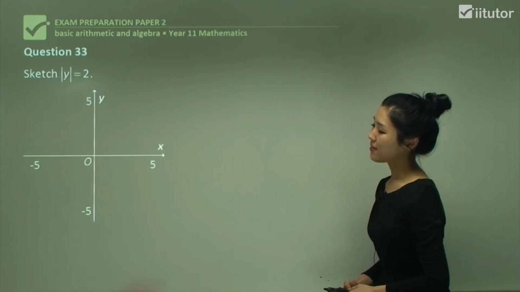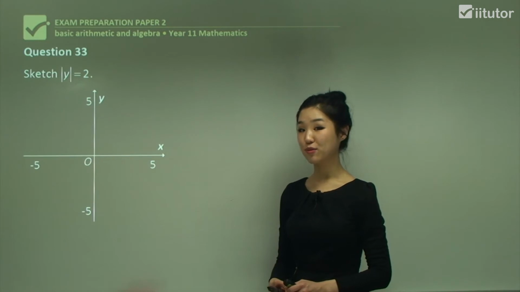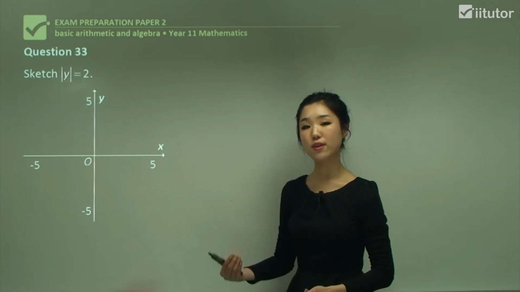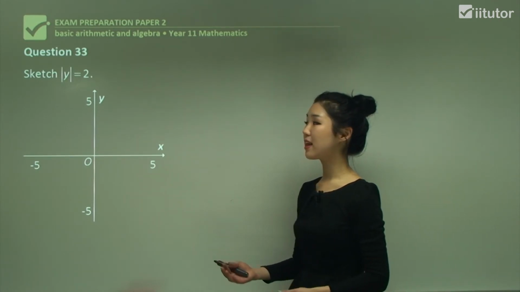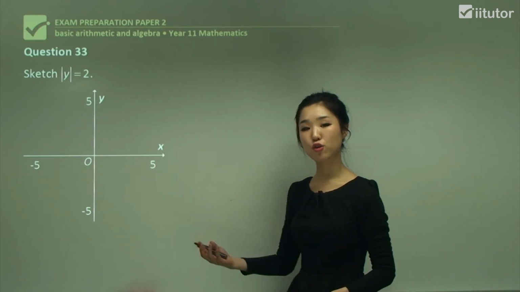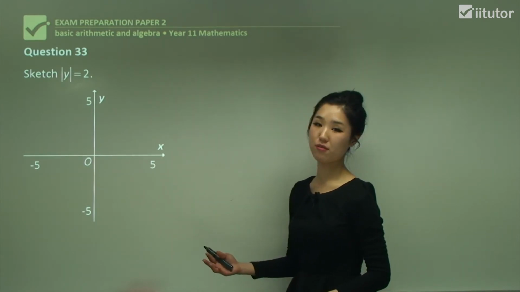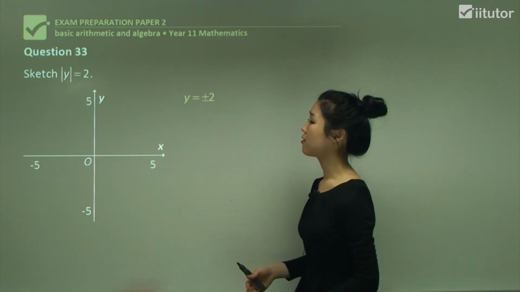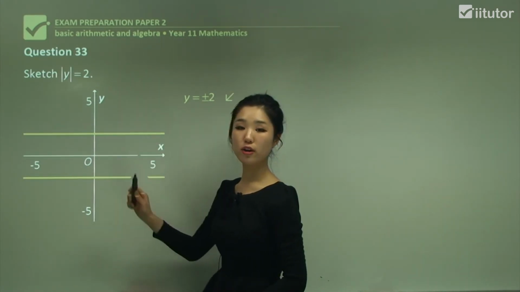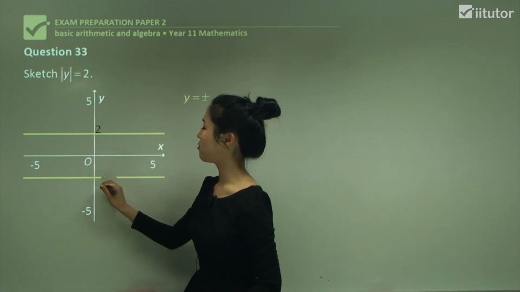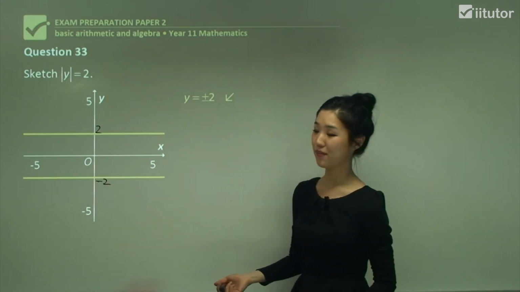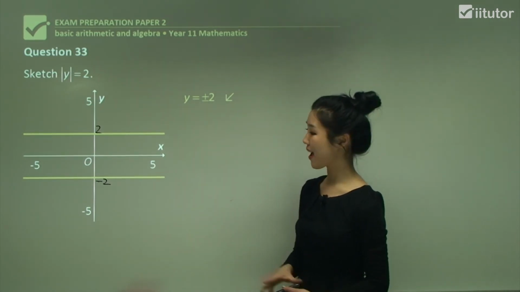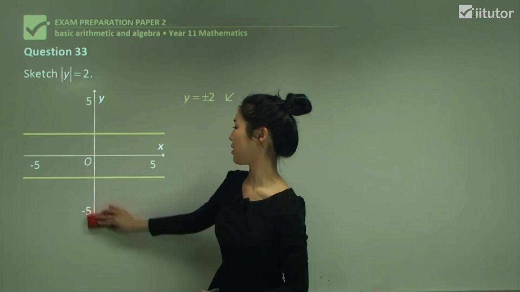Now 33 says sketch the absolute value of y equals 2. Okay, which means that y could be +2 or -2, because even if it's negative, because of the absolute bars, it will just turn out positive. So I'm going to say that y can be plus or minus 2. Therefore, it has 2 horizontal lines, one which is +2 and one which is -2. Okay, and that's it. Both lines are part of that graph. So that's the answer to question 33.